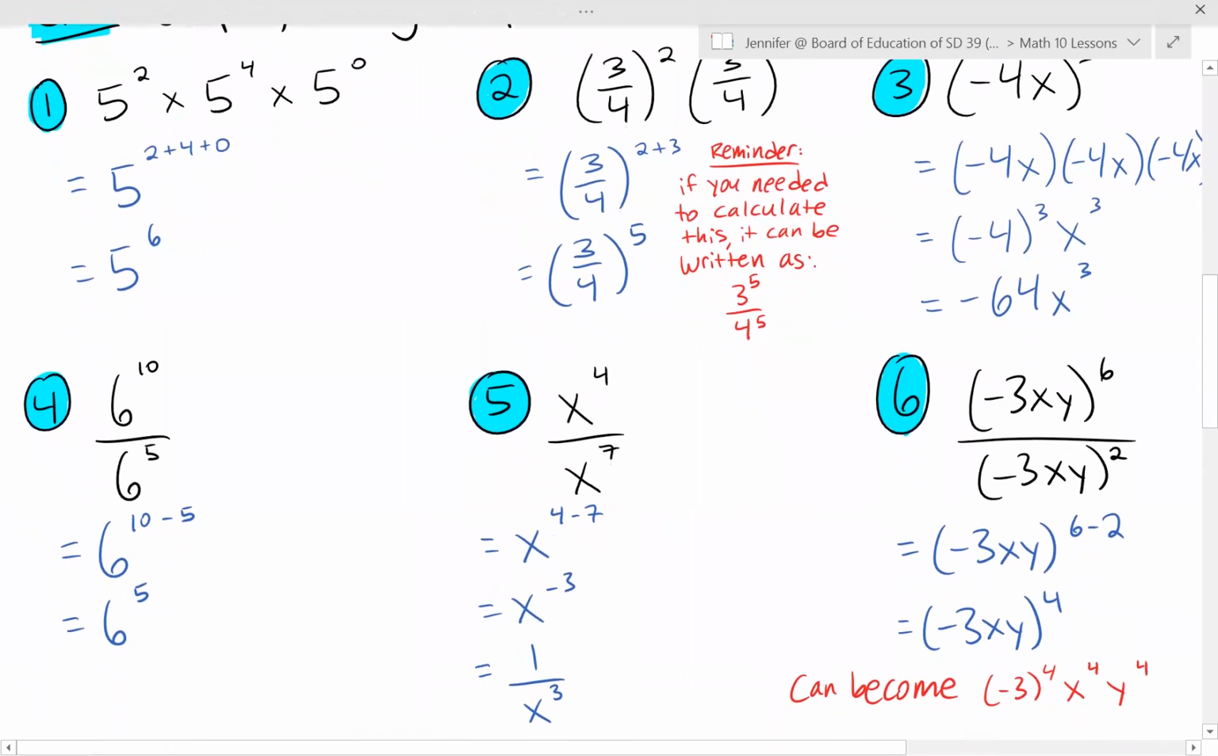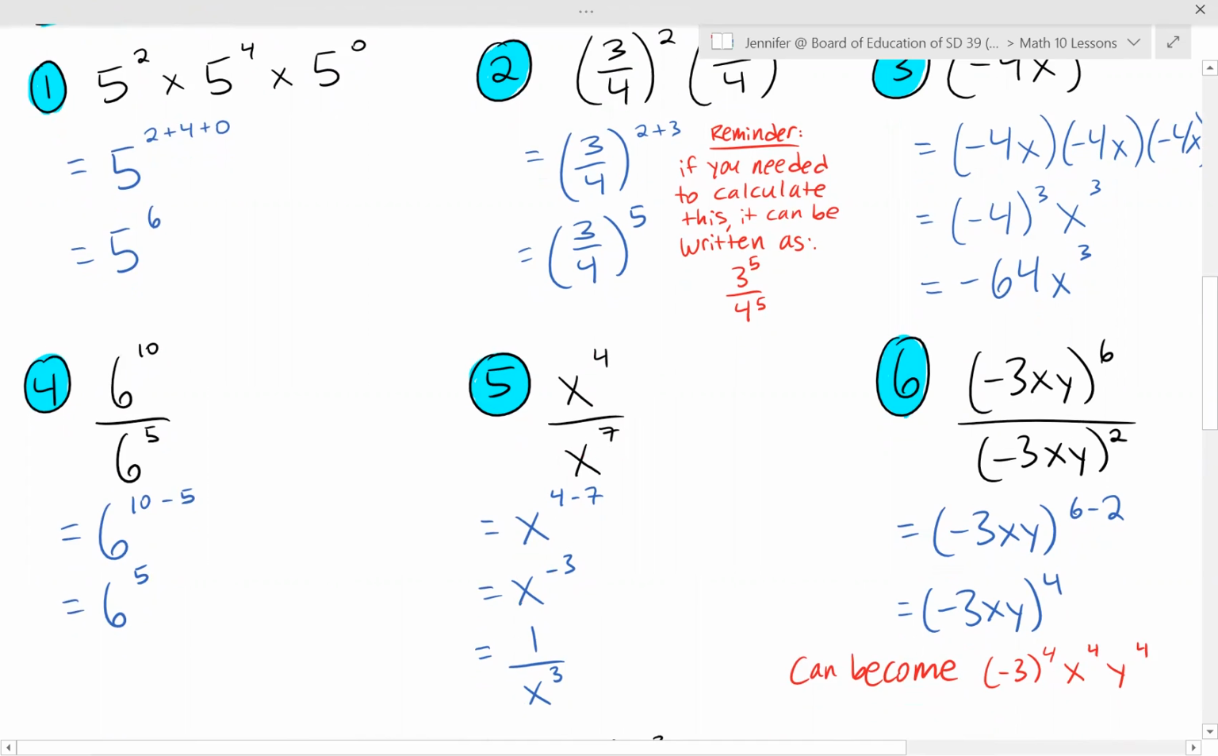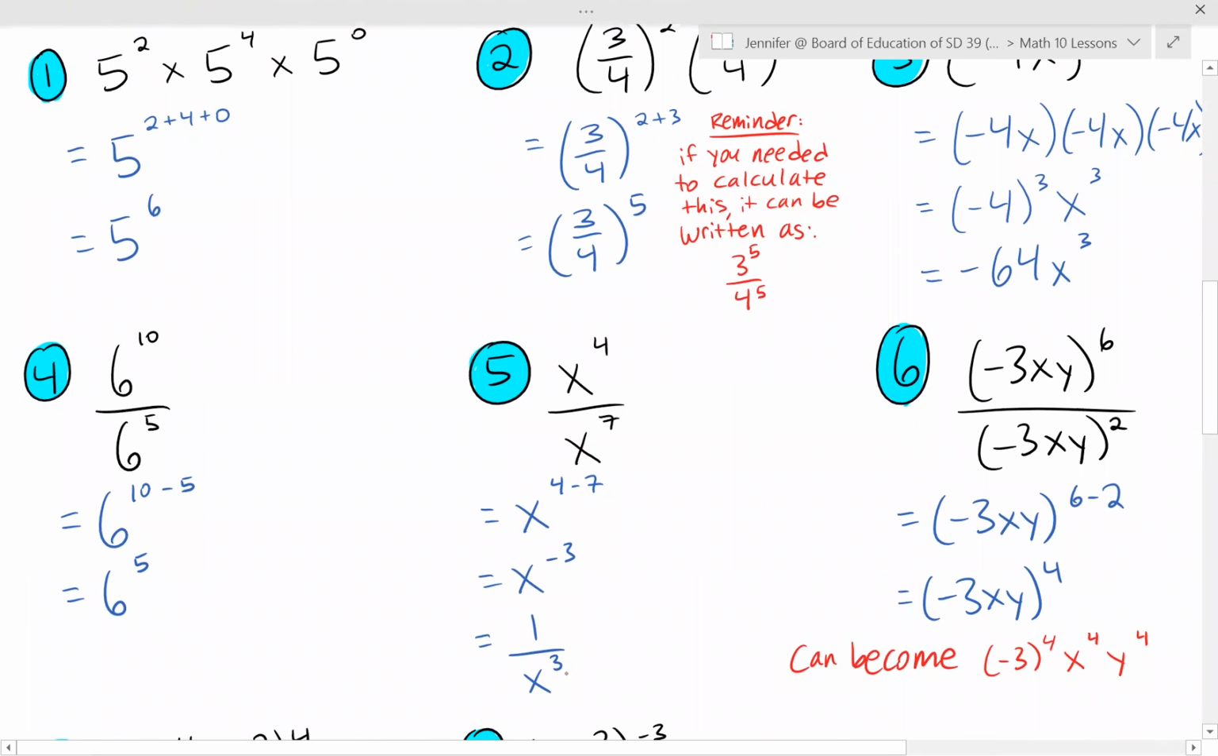Our division rule next, these have the same base, so we subtract the exponents. 10 minus 5 gives us 5. Same thing when we have a variable base, we're going to subtract the exponents. But in this case, our answer would be x to the negative 3. So reminder, you always have to write your final answer with positive exponents. You'll write it as 1 over x cubed.